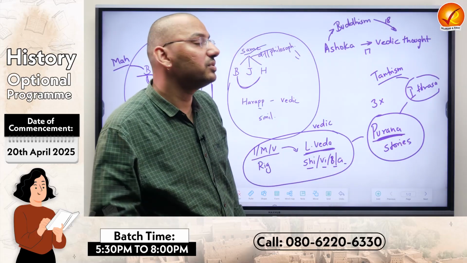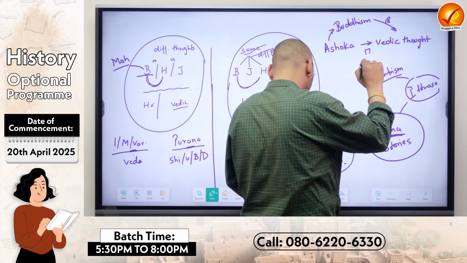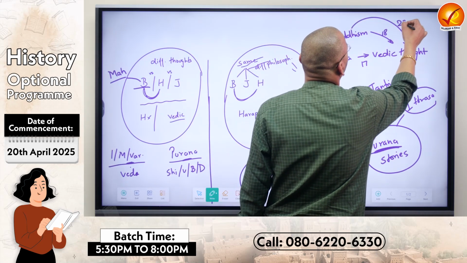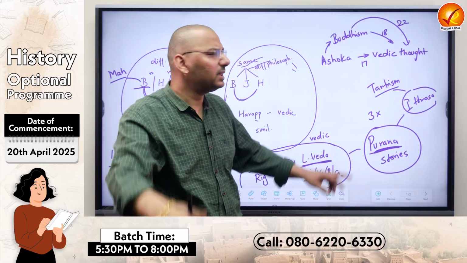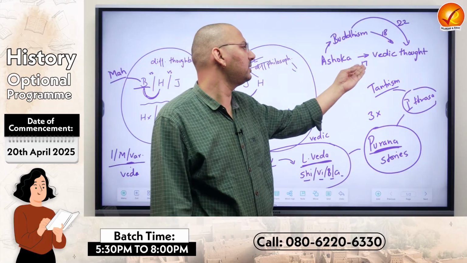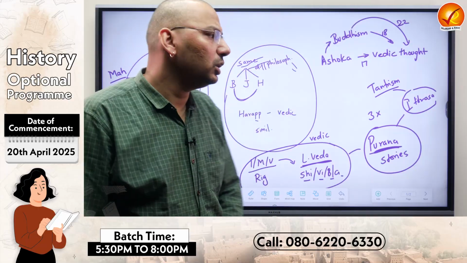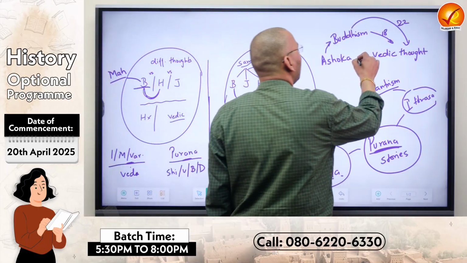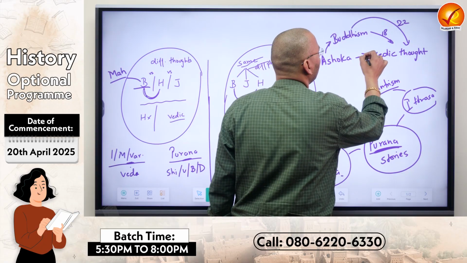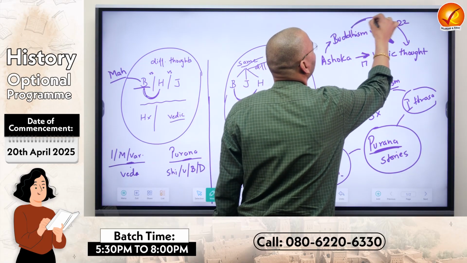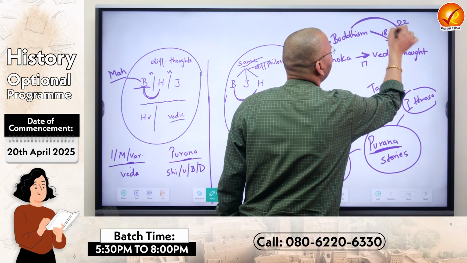And again they asked in 2022 how Buddhism is the extension of Vedic thought. I may jumble up the years, it may be 16, 17, it should be 17. You check these 1-2 years. So UPSC asked how Ashok's Dhamma is Vedic thought, how Buddhism is Vedic thought. Again they asked how Buddhism is an extension of Vedic thought.